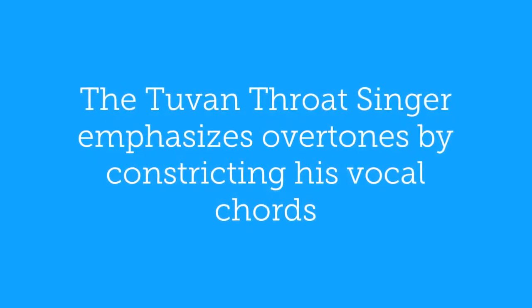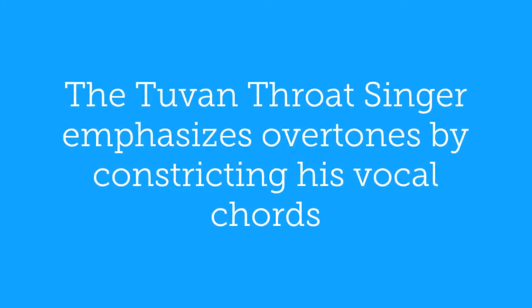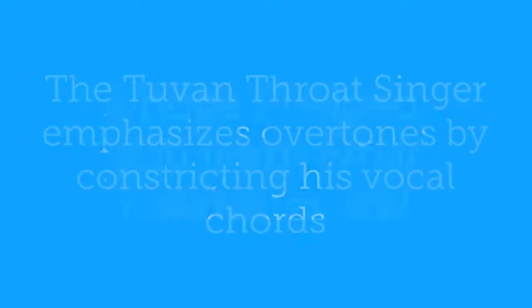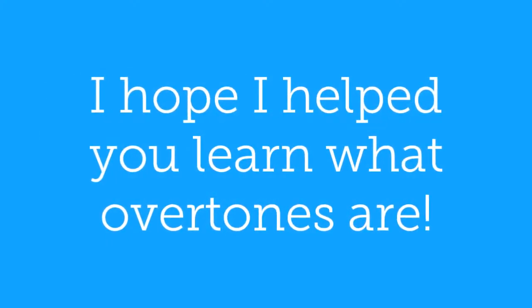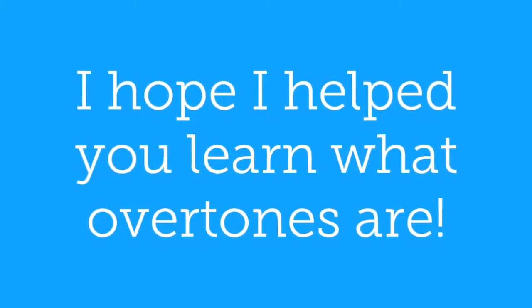That was a Tuvan throat singer of Mongolia. He is essentially producing the same note, but the way that he moves and constricts his vocal cords changes the way it sounds. If you had no idea what overtones were prior to watching this video, I hope that this video gave you a better understanding.